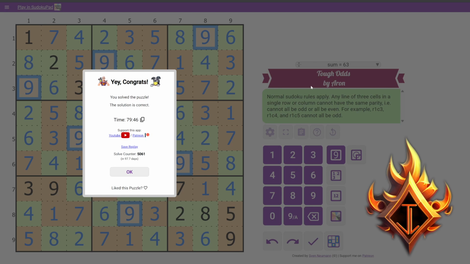I found that puzzle quite difficult. Not only mapping the odds and evens around, but there at the end, that break on the last resolving of the odds as well. Nice puzzle though, Aron, called Tough Odds.